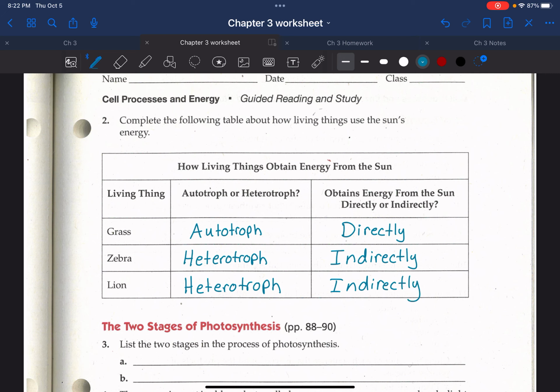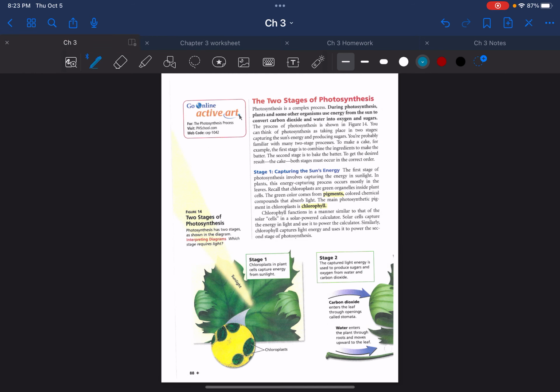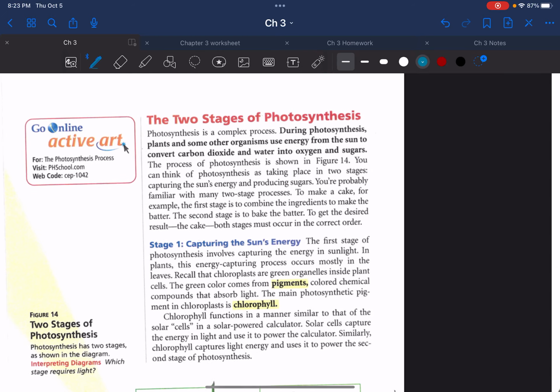All right, let's go back to the two stages of photosynthesis. Okay, there's two stages of photosynthesis.